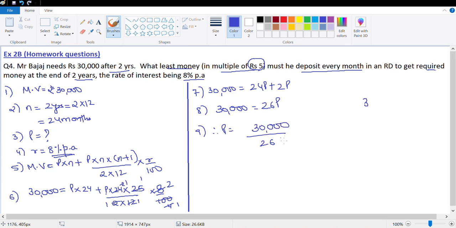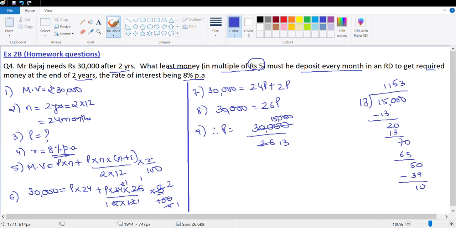Let's go ahead and divide this directly. This is 2 into 13. This is 2 into 15,000. So 13 is dividing 15,000. 13 into 1 is 13. This is 20. Again 13 into 1 is 13. This is 70. 13 into 5 is 65. This is 5 and 0. 13 into 4 is no, 13 into 3 is 39. So we are left with 11 here and a decimal.